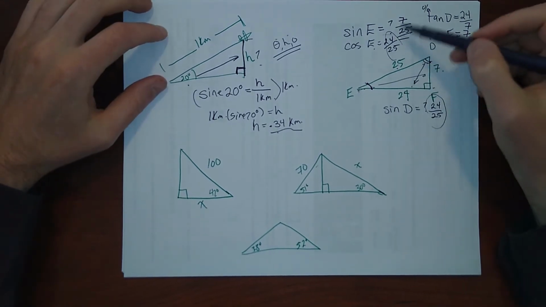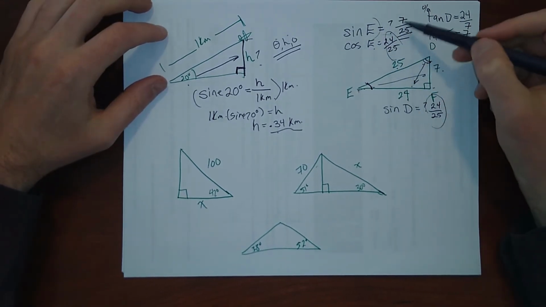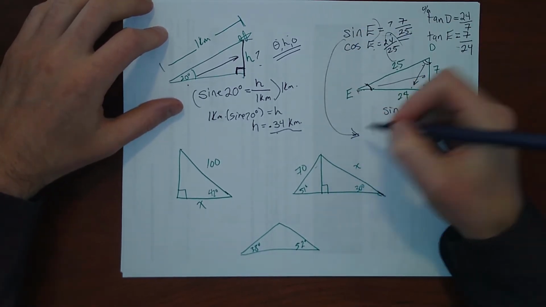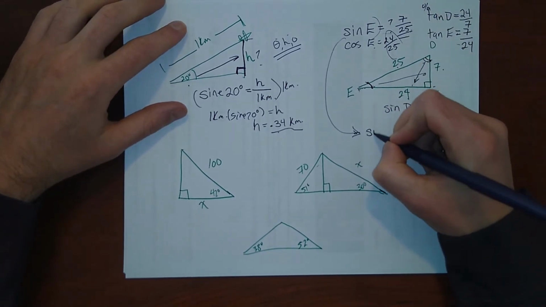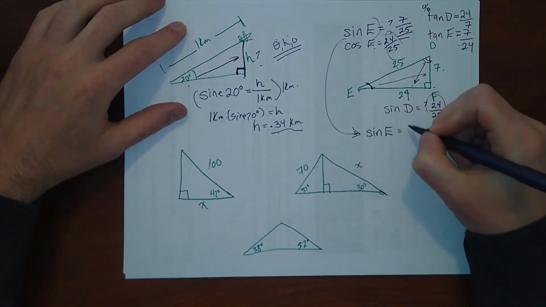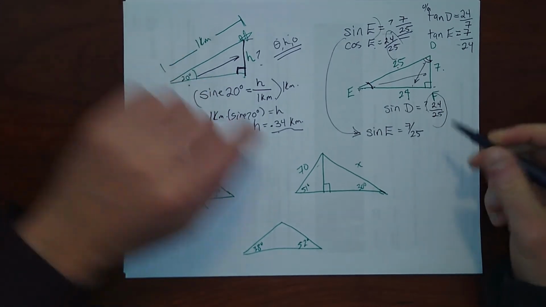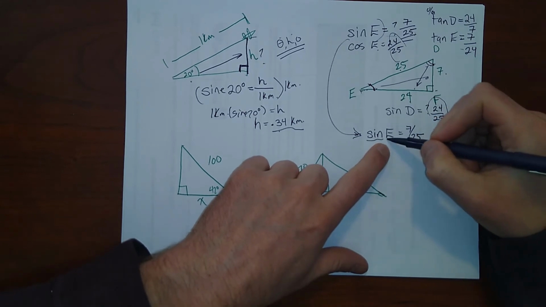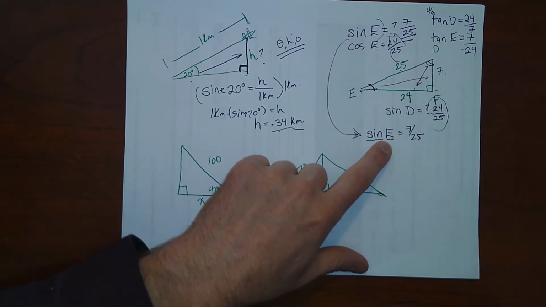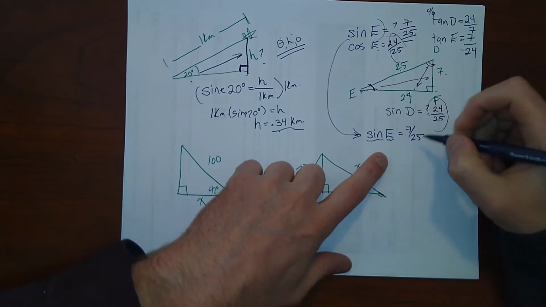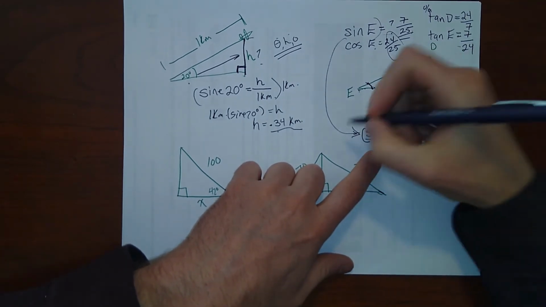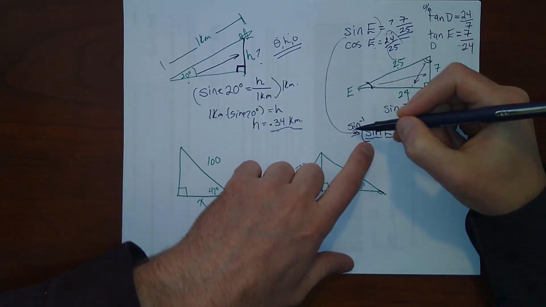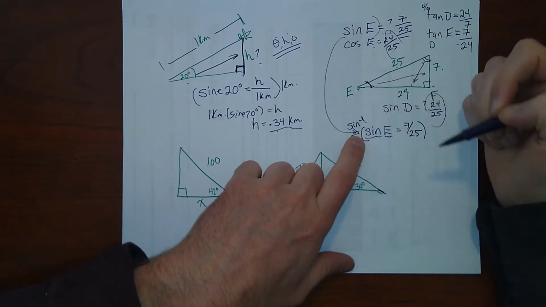If I wanted to find these angle measures now based on this ratio, again, I use something called the inverse sine. So if I have sine of E is 7 over 25, and I want to know what the angle E is, I have to undo the sine function, since right now it's operating on E. The operator we use to do that is the inverse sine, or the arc sine. The sine to the -1 is what it looks like on your calculator.